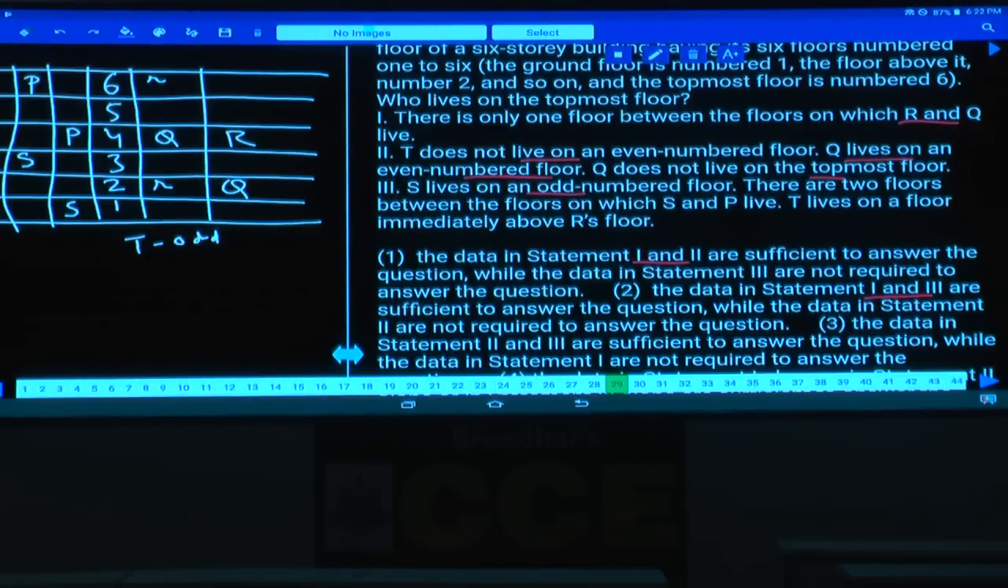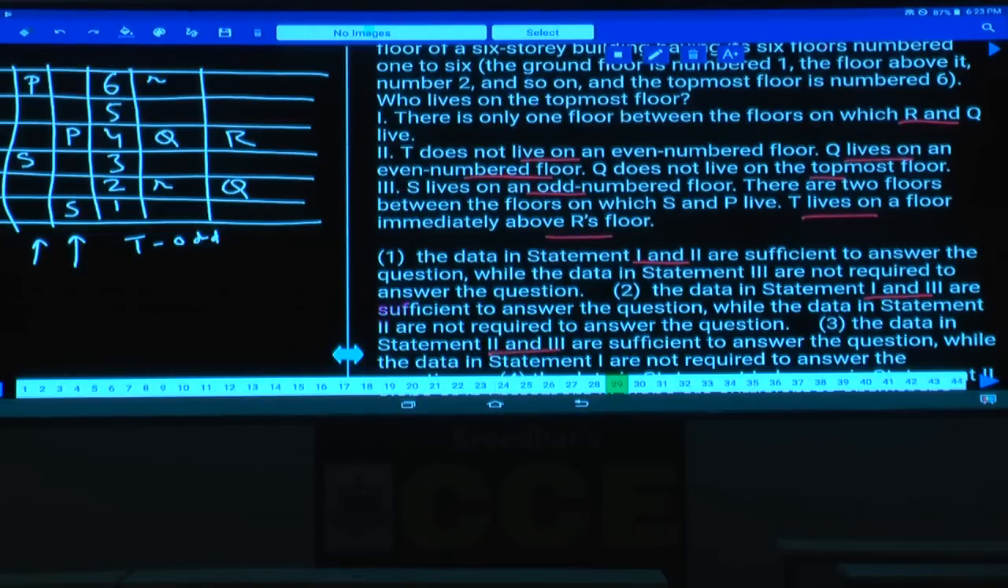There are 2 floors between S and P, and T lives on a floor immediately above R's floor. T is immediately above R's floor. Now in this case we are getting 2 different answers. Here also there are 2. In this one only we are getting T immediately above R. Hence with the help of 1 and 3 also we have more than one possibility. Hence 1 and 3 is also not sufficient. Then this choice is done. Then the data in 2 and 3.